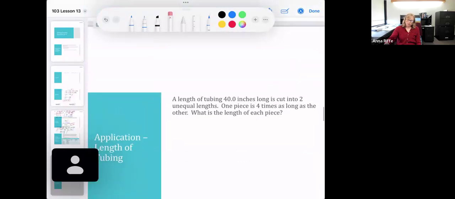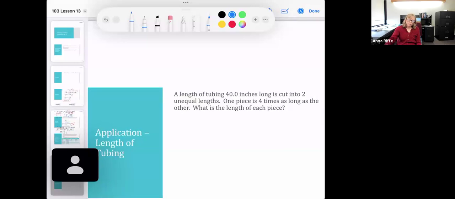All right. So the length of, looks like we have a tube. Length of tubing, 40 inches long, is cut into two unequal lengths. One piece is 4 times as long as the other. What is the length of each piece? All right. Picture isn't absolutely necessary, but sometimes it helps.